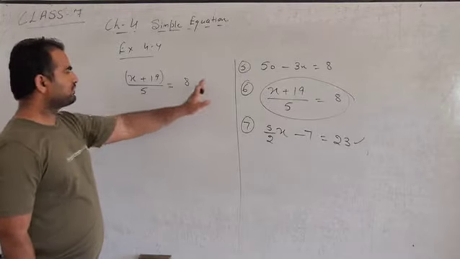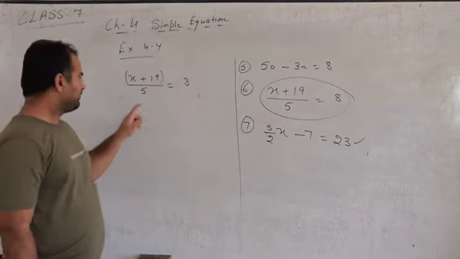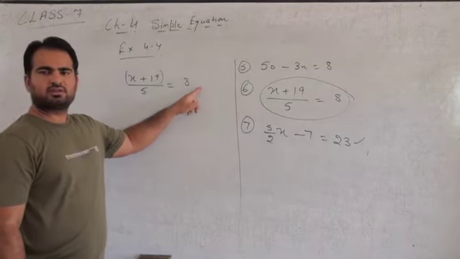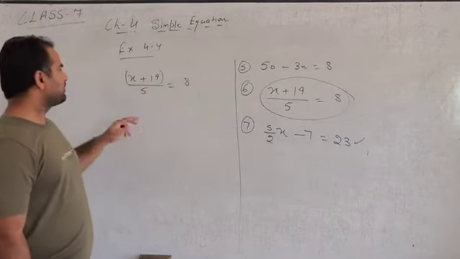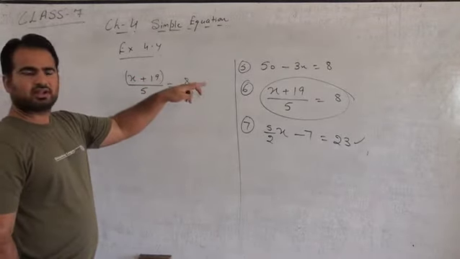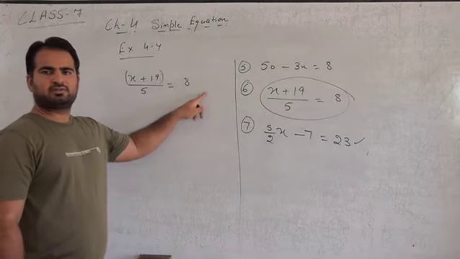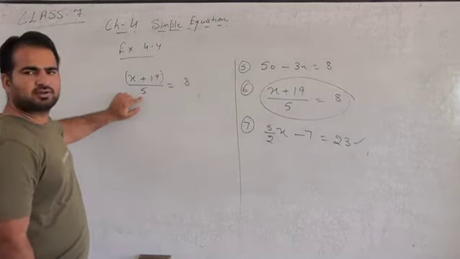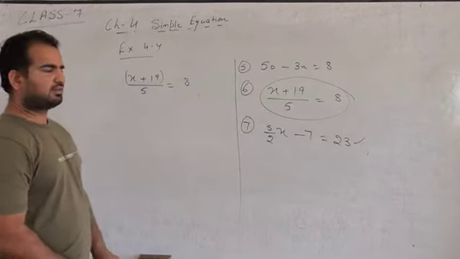We can multiply both sides by 5, or we can shift this 5 from there to there. Okay? Some students do what? They shift 19 there and then the 5. So the answer will be wrong. What you have to do is first shift that 5 and then this 19.